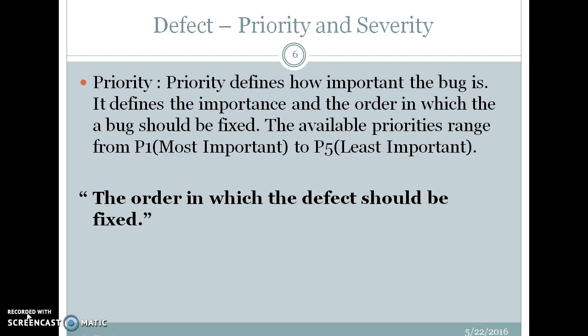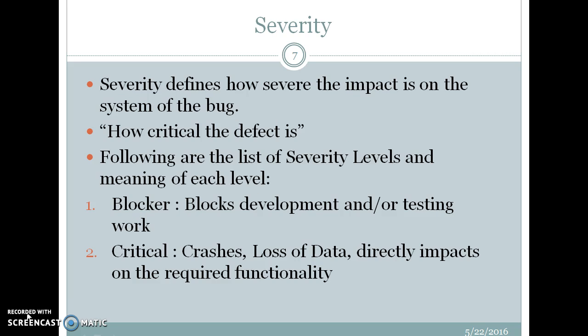Now we come to priority and severity. Priority defines how important the bug is. It defines the order in which the bug should be fixed. If it is P1, it is the most important. P5 is the least important. So the order in which the defect should be fixed is called priority.